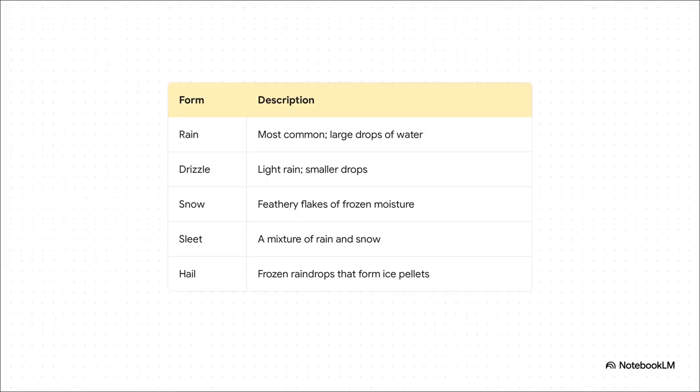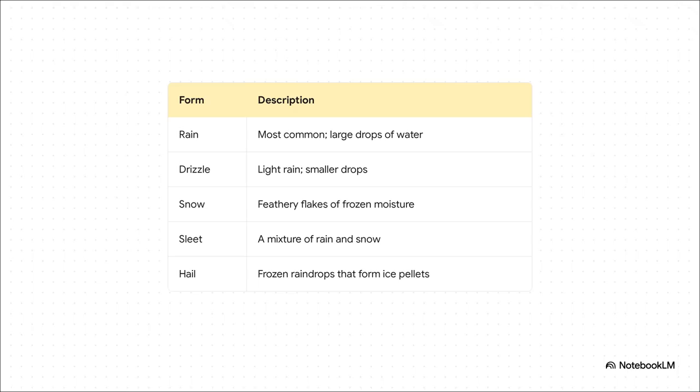And here's a look at the variety. You have rain, which is the most common, right? Big drops. Drizzle is just a lighter version with smaller drops. Snow is those feathery ice flakes that form when it's below freezing. Sleet is kind of a slushy mix of rain and snow.